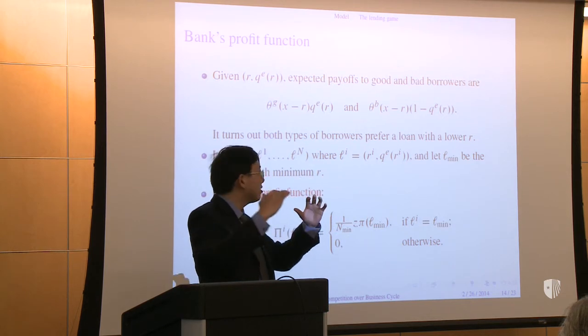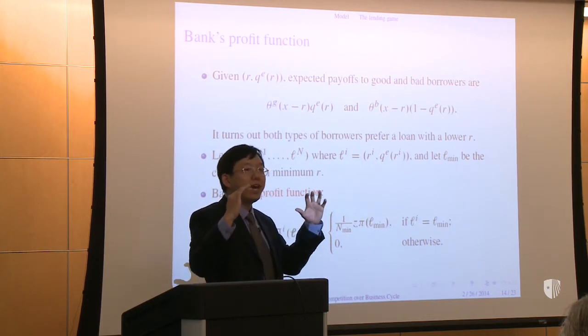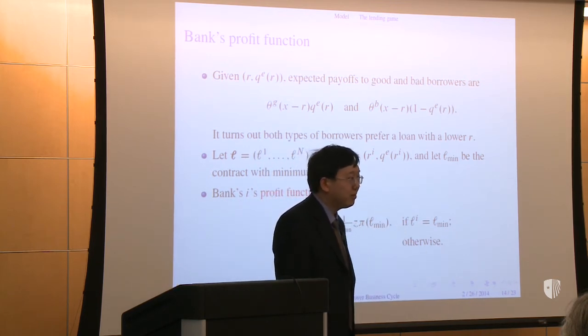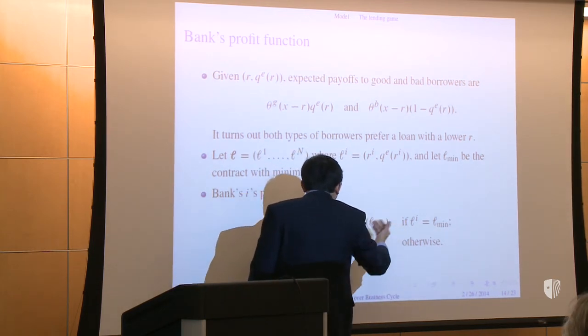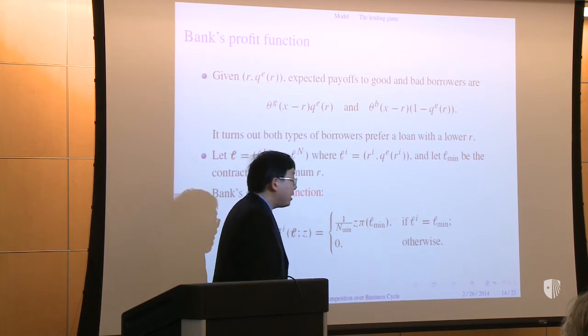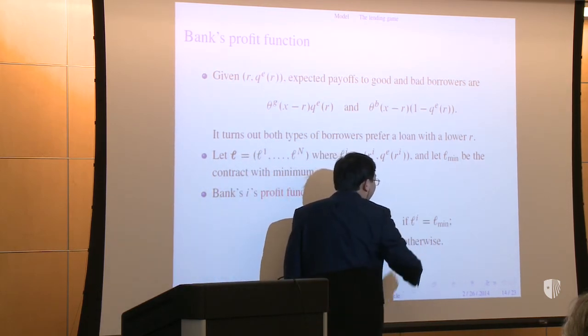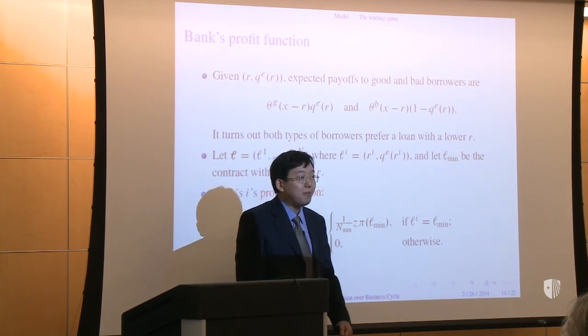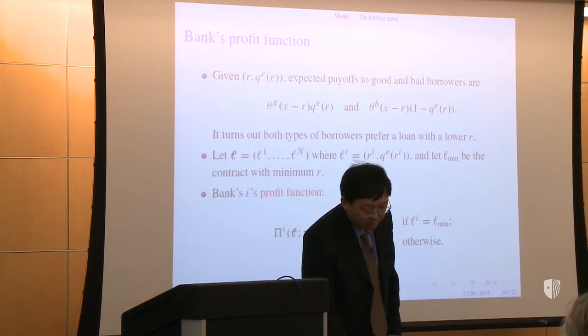So this is very standard, and resembles the case of a standard Bertrand model of price competition. And of course, otherwise, if the bank offers a loan contract with an interest rate greater than the minimum one, no one is going to go to that bank and the payoff will be 0.